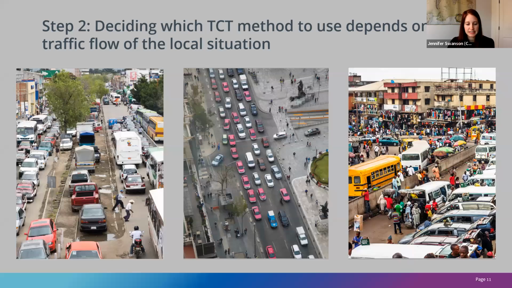So information collected in step 1, which is the completion of the road safety assessment, can help determine which of the 5 TCT methods to choose. Another important aspect of choosing a method is to consider the traffic flow of the local situation to ensure maximum effectiveness. And as you can see, these 3 photos have varying traffic flows. So it's just important to tailor each method to the local context.